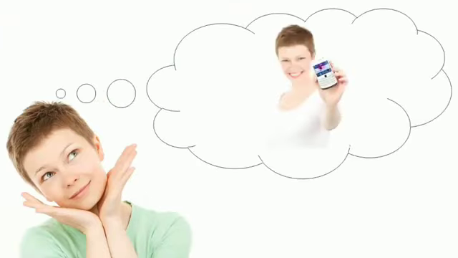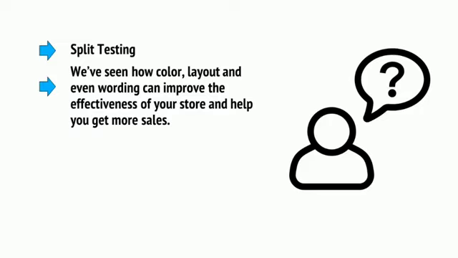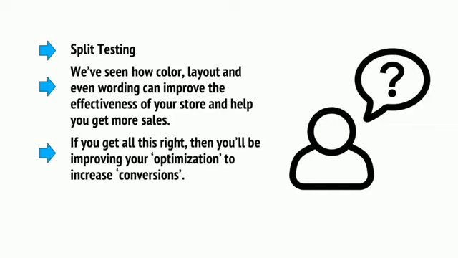Companies like Apple always use words like feel and touch a lot, and emphasize how quickly they can get their hands on it. Finally, there's split testing. We've seen how color, layout, and even wording can improve the effectiveness of your store and help you to get more sales. If you get all this right, then you'll be improving your optimization to increase conversions.